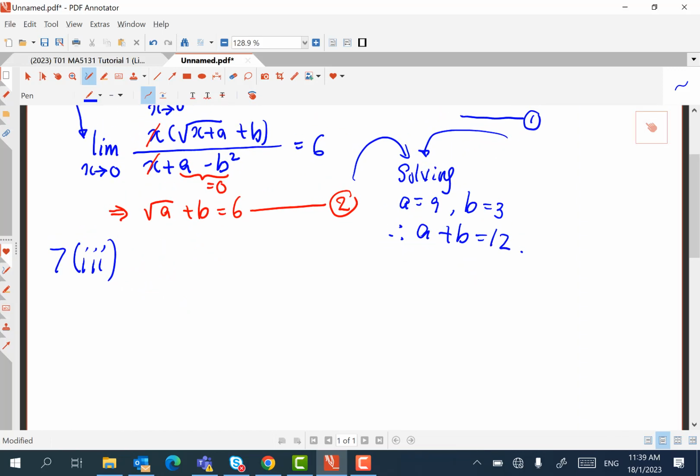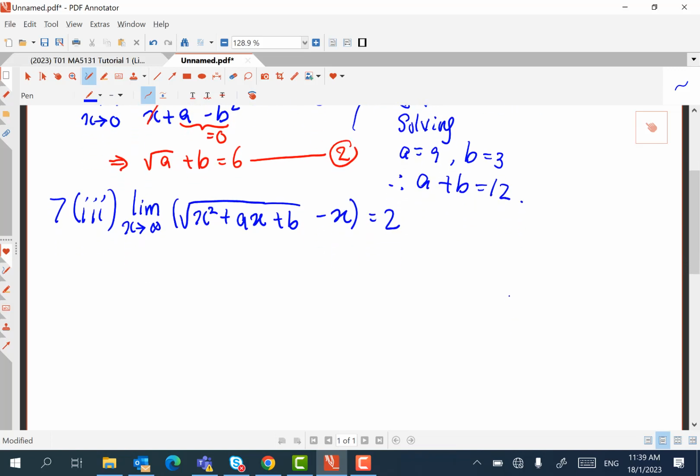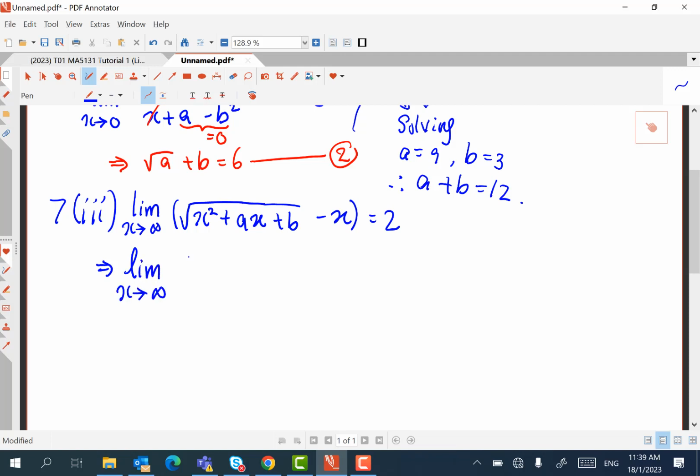Okay, for 7 part 3, right? You are given limit x goes towards infinity of square root of x squared plus ax plus b minus x. Okay. So from here, we can do the same thing as before. What can we do? You can multiply by the conjugate so that the denominator becomes like this.